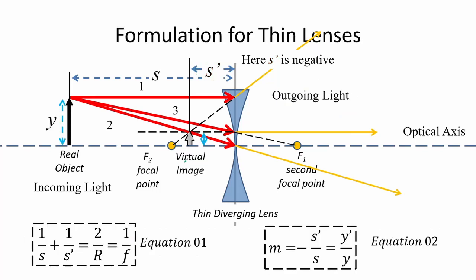The equations for the distances and magnification are given by equations 1 and 2, which are the same for the thin converging lenses and curved mirrors.